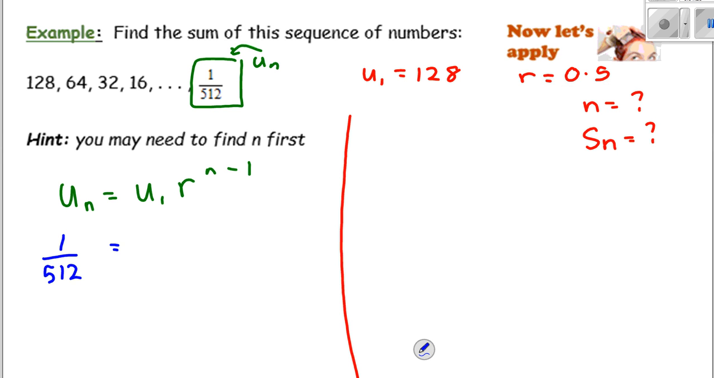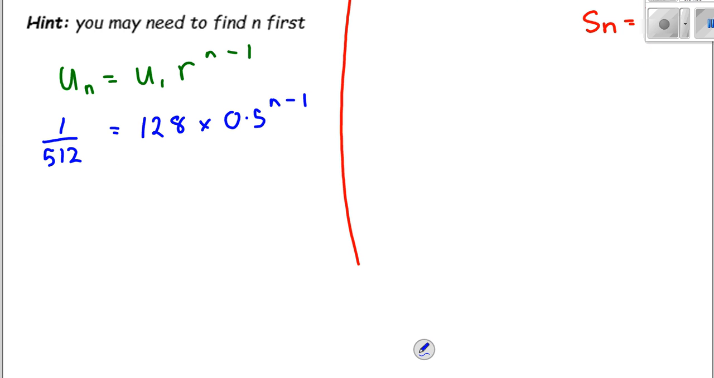If you want, when you're working out, you can put multiply signs. 128 times the common ratio, which is 0.5, to the n minus 1. We're solving for an unknown n, aren't we? So that's awkward, isn't it? It's good practice of solving with logs. So it's good that you've observed that we will need to solve using logs, unfortunately.